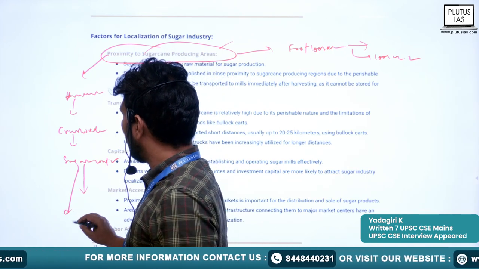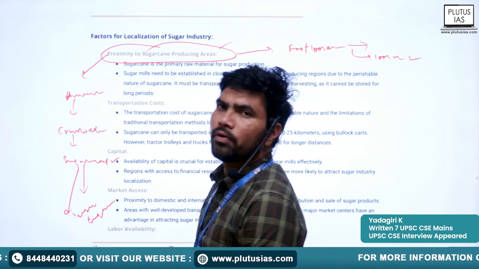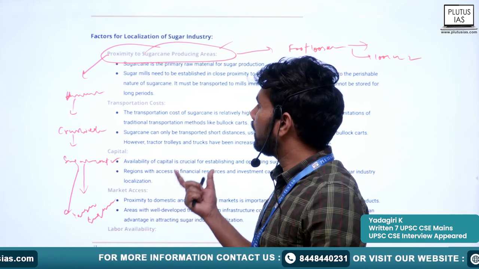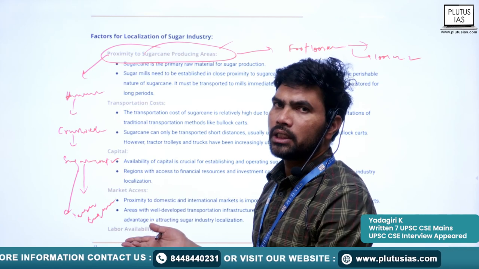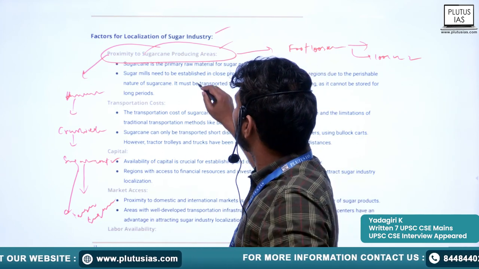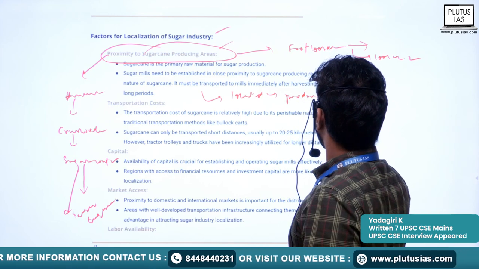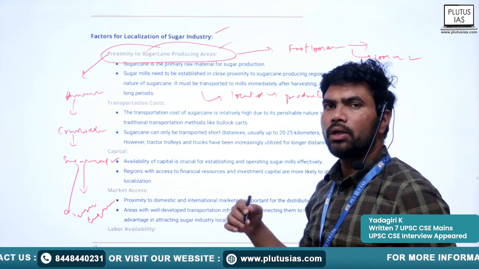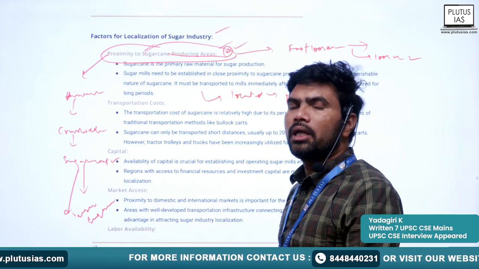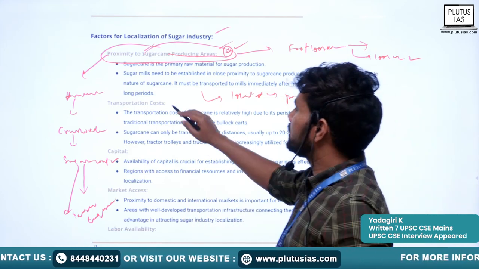Because of that reason, lesser sugar will be produced from the molasses. With the delay in crushing, the sugar content will go down drastically. Because of that reason, it is known as the footloose industry. So to overcome that, the sugar mills are located within the production area or sugarcane cultivation regions only. Because of this availability of raw material, it becomes one of the most important factors for the location of the sugar industry.